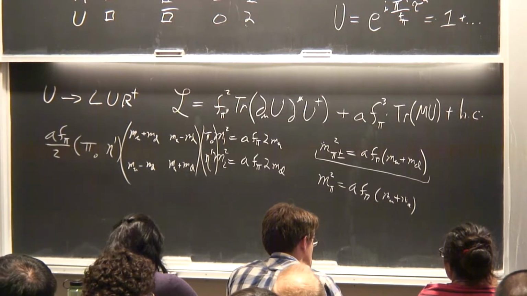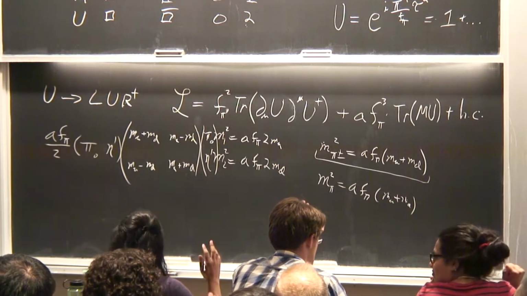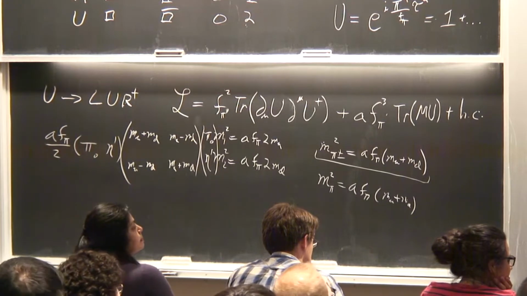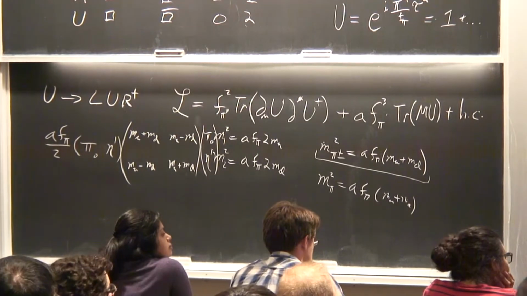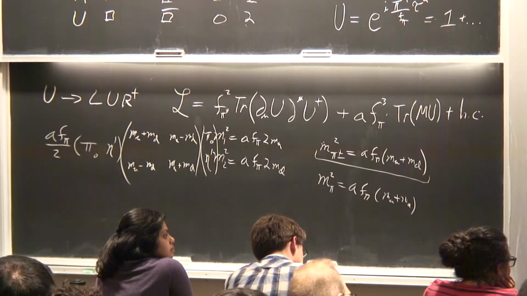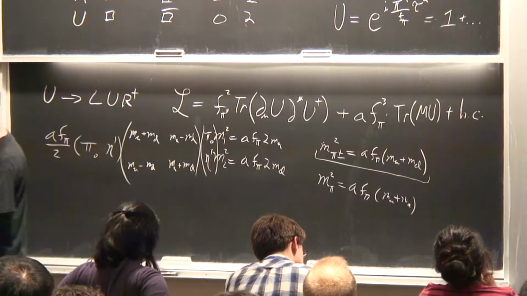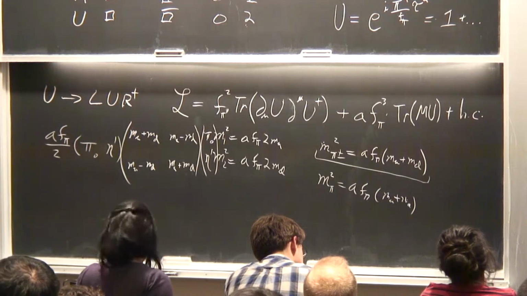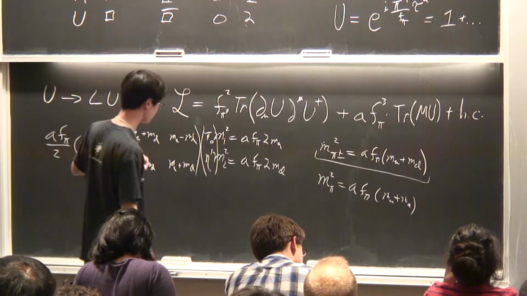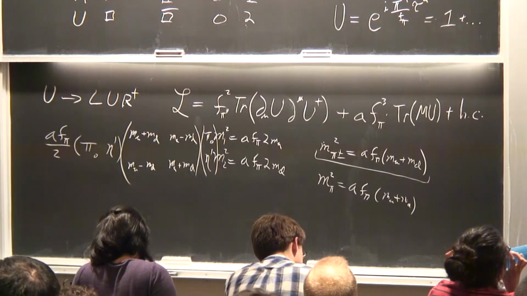So actually, how many people have heard about anomalies before? OK, so I'm not going to go into detail about that at all. The statement of the anomaly is essentially that U1A here is a bad symmetry. Even if you set the quark masses to 0, U1A is a bad symmetry.